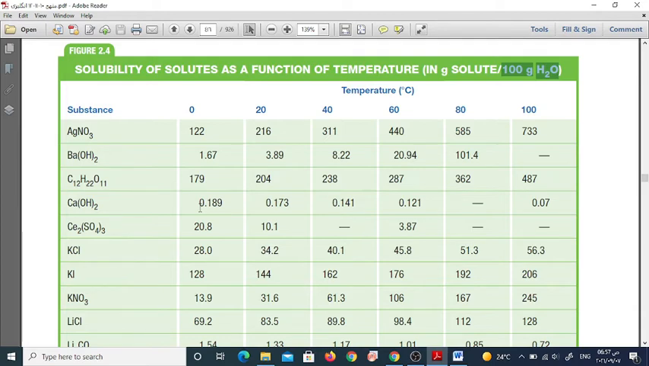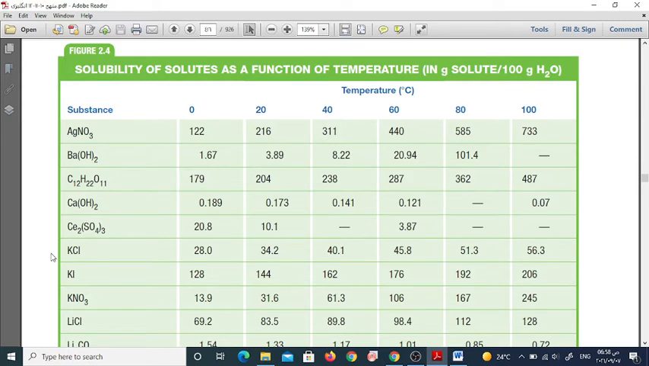Okay, if we increase the temperature, as you can see, the quantity of calcium hydroxide we can dissolve in 100 grams of water is less, and so on until we reach 100 Celsius. We will get only 0.07 gram of calcium hydroxide dissolved in 100 grams of water. The same thing is true in the case of cesium sulfate. However, for most salts, the solubility increases as we increase the temperature.